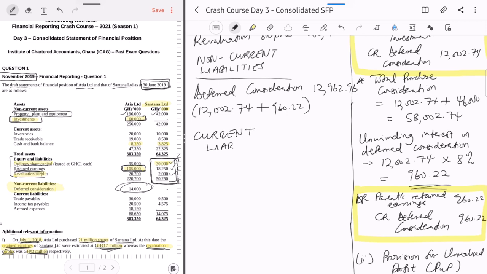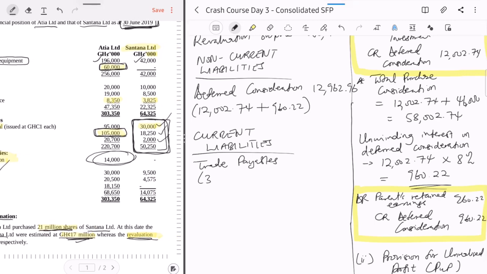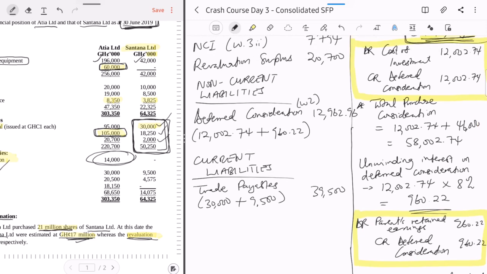All right, then the next thing we need to talk about is our current liabilities. Under current liabilities, just pick what the question gave you right in front of you. We have trade payables. What was the parent's figure? The parent's figure was 30,000 plus the subsidiary's 9,500. That should definitely give me 39,500. For deferred consideration, I did the workings in working 2, since I'm cross-referencing everything.